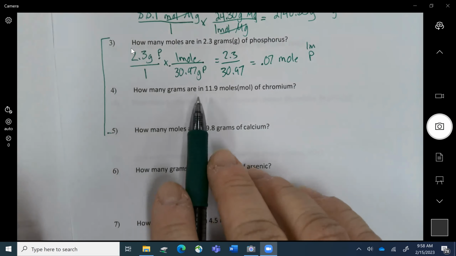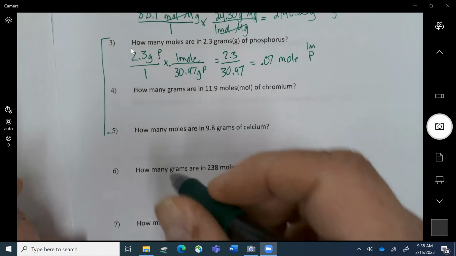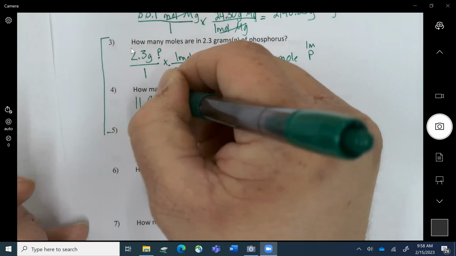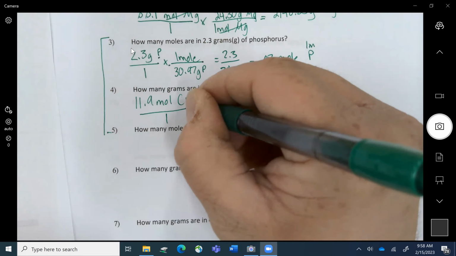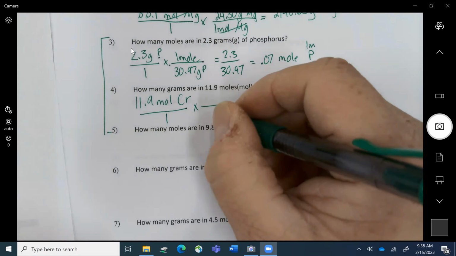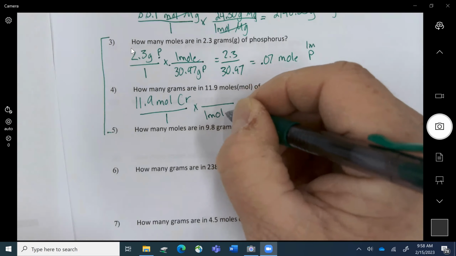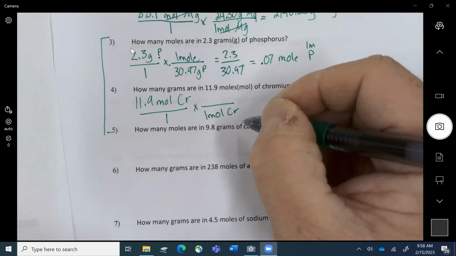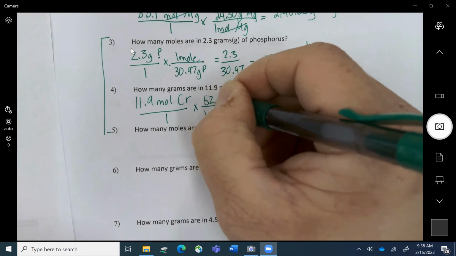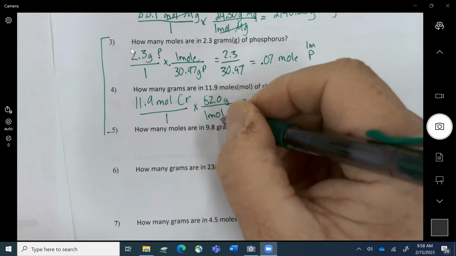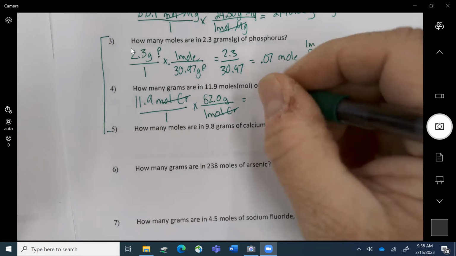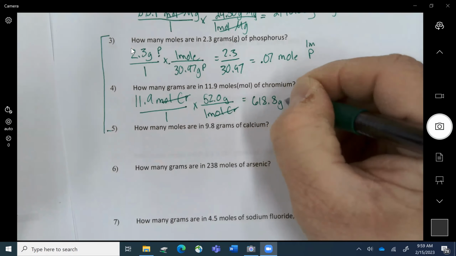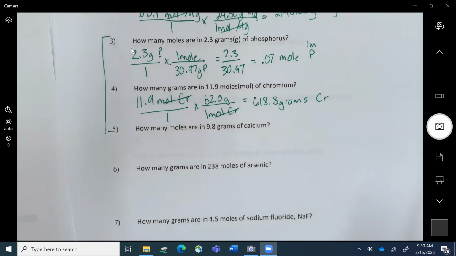All right, how many grams are in 11.9 moles of chromium? So I'm starting with 11.9 mole of chromium, which is Cr, over 1. So I now have to have 1 mole of Cr here. Now I got to go look it up. Chromium weighs 52 grams. So the moles of chromium cancel, and 11.9 times 52 equals 618.8 grams of Cr.